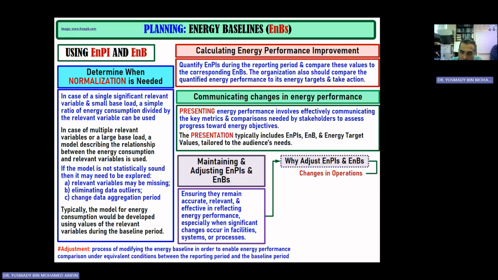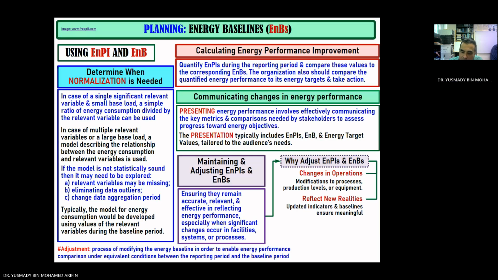So this is due to the change in operation, for example, the modification to the processes, production level, or equipment. So we want to reflect the new realities where we need to update the indicator and also the baseline, to ensure meaningful data and avoid misinterpretation. We need to prevent false conclusions about energy efficiency improvement due to changes in variables. That's why we need to adjust regularly the value of EnPI and also EnB.